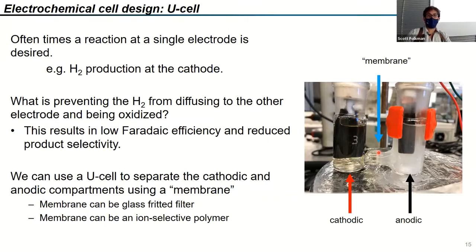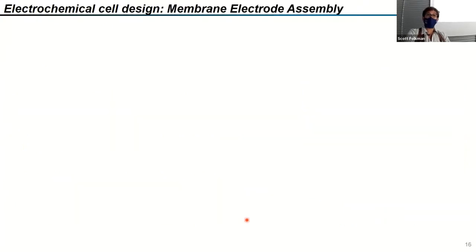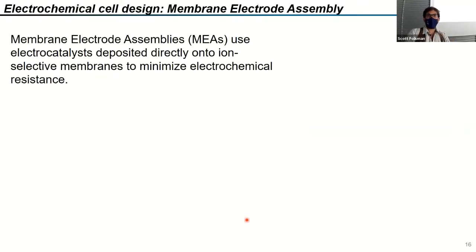But maybe you need to do something a little bit longer, or maybe you're one of us who is doing hydrogen evolution or some other fuel cell type reaction where you really cannot have crossover. In that case, your membrane could be an ion selective polymer, which leads us to the design of membrane electrode assemblies. And so in a membrane electrode assembly, electrocatalyst is deposited oftentimes directly onto the ion selective membranes. And the key thing being is the minimization of resistance and preventing gas crossover.